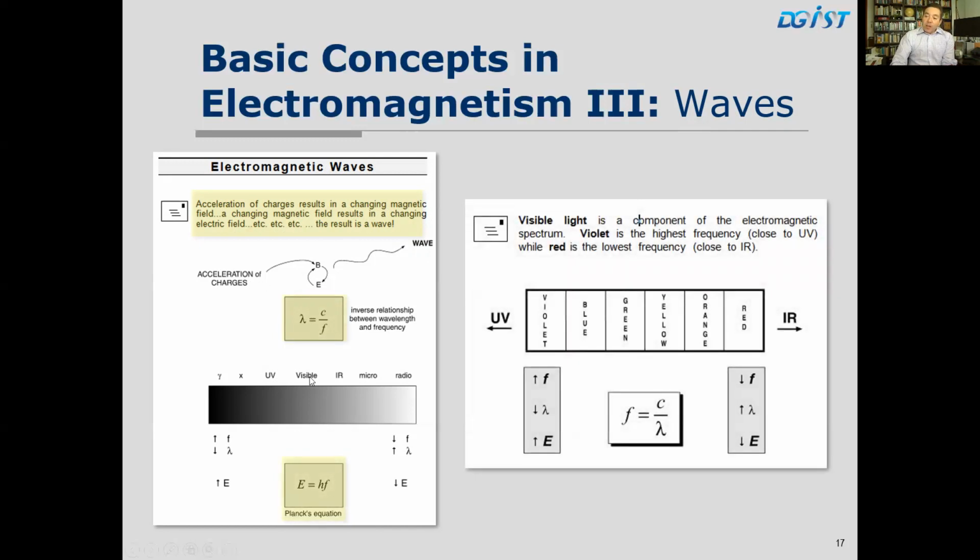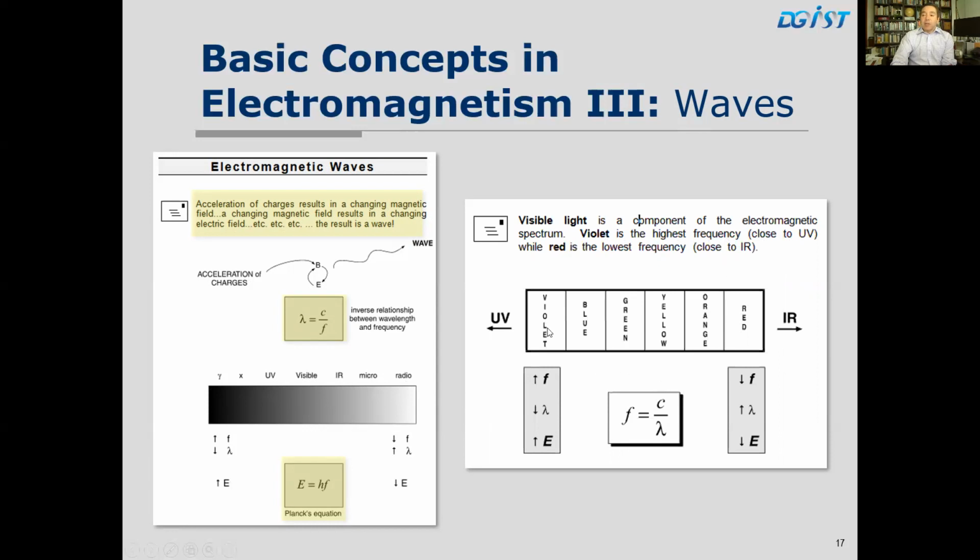So if we focus on electromagnetism onto the visible spectrum, visible light is a component of the electromagnetic spectrum. The electromagnetic spectrum goes all the way from radio waves to gamma rays. Visible light is in the middle here. Violet is the highest frequency, close to ultraviolet, while red is the lowest frequency, close to infrared.